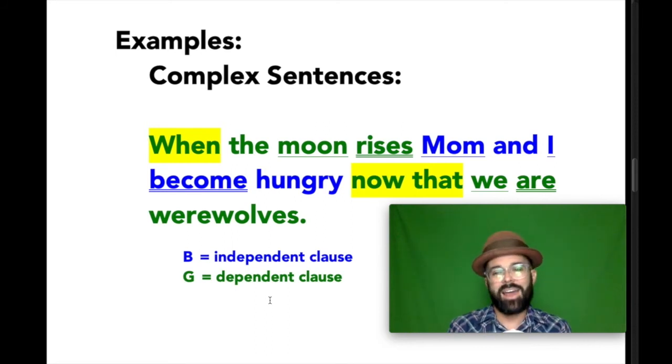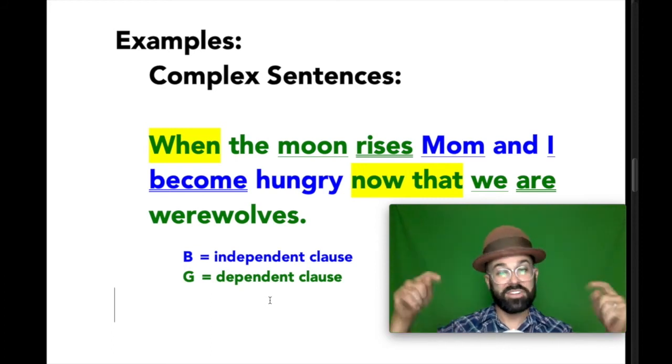And also, now that we are werewolves, those are both dependent on something else. They're both dependent on the same independent clause, Mom and I become hungry. Does that make sense? Hopefully it does. If not, questions should be posted in the comments below.